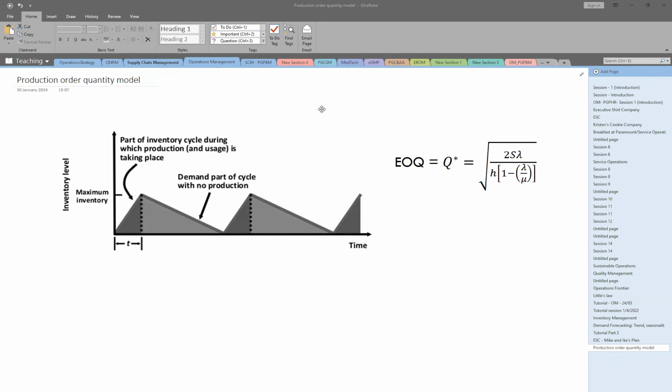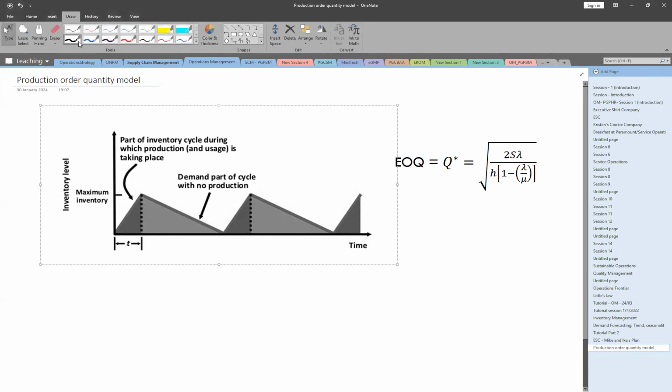Hello everyone. This is regarding the production order quantity model that we have discussed in the class. For those of you who are interested to understand how this particular formula of Q star is equal to under root 2s lambda by h into 1 minus lambda by mu came up, this video is a demonstration of that. I'll quickly go through how we got that. So let's try to understand that.